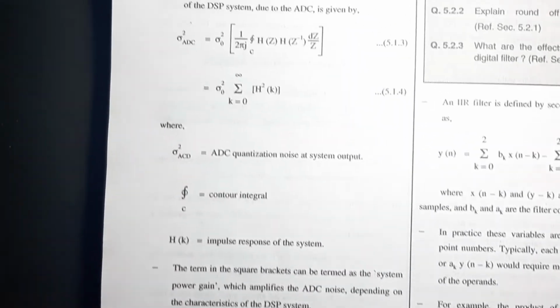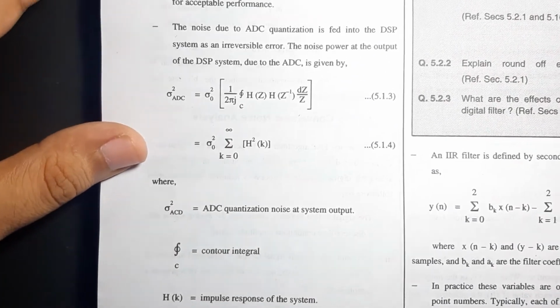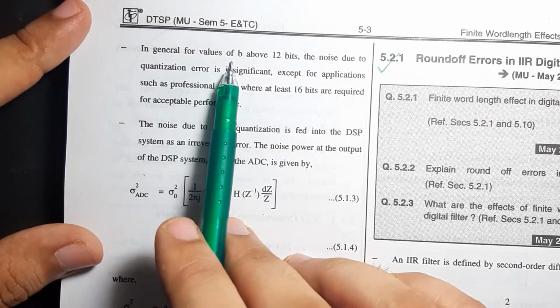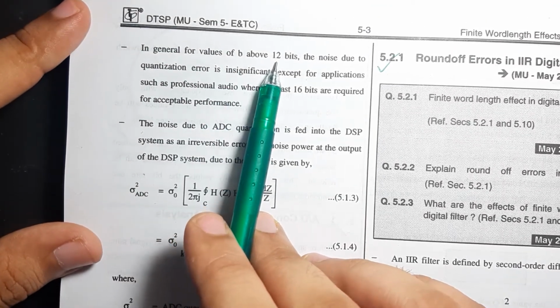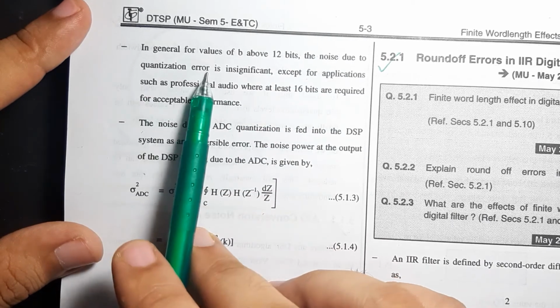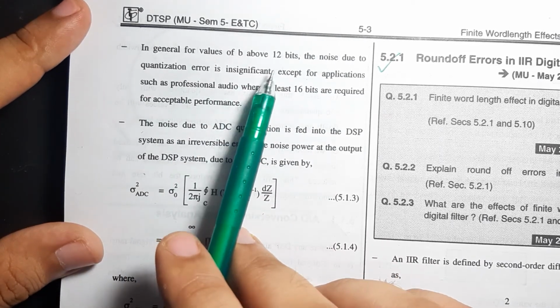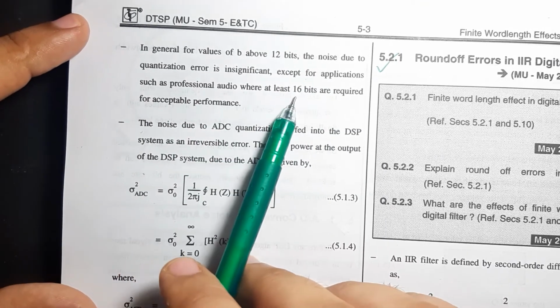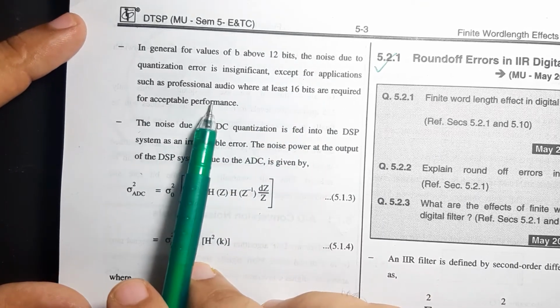Now, we have a standard equation also. So now, in general, for values of B above 12 bits, the noise due to quantization error is insignificant except for applications such as professional audio where at least 16 bits are required for acceptable performance.